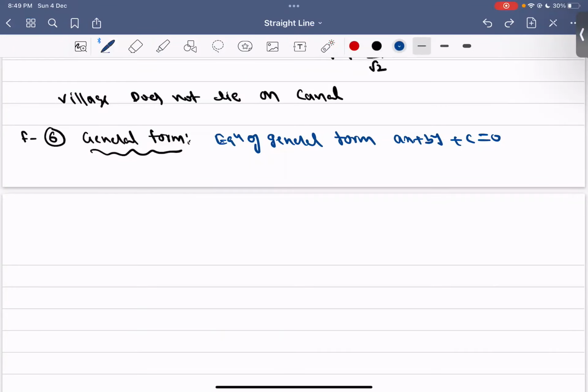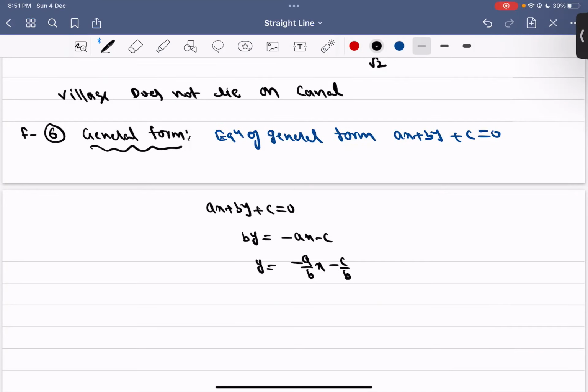For example, you take the general form, ax plus by plus c equal to 0, then you isolate y. Then you get by is equal to minus ax minus c, so y is equal to minus a by b x minus c by b. Which form is this? y is equal to mx plus c form.